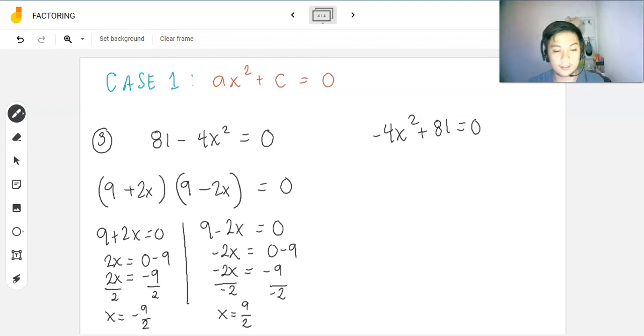So, again, these are the two roots of this given quadratic equation. X sub 1 is equal to negative 9 over 2, while x sub 2 is equal to 9 over 2. So, we'll have another set of 3 examples na for case 2 naman.